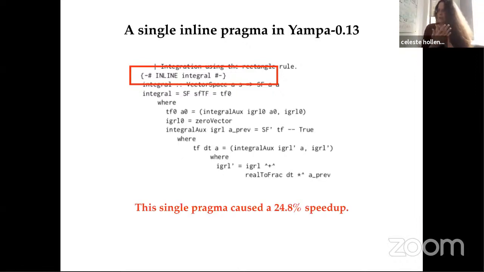So I came upon this one program early on and did a manual check. It had one inline pragma in it. This program was called Yampa, one inline pragma. When you take it out and compare it versus when it's in, it has about a 25% speedup. That seemed promising.